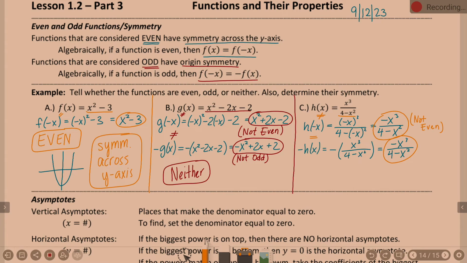Maybe I should have done equals? I don't know. So, based on our definitions, what do we know here? This is odd.